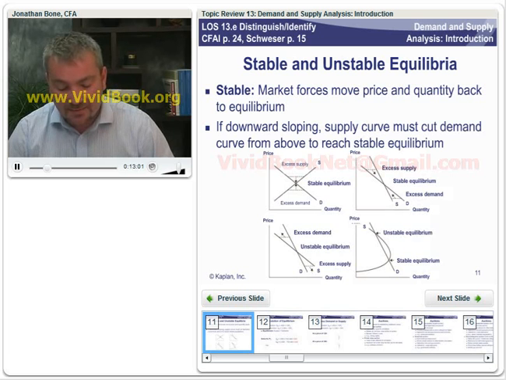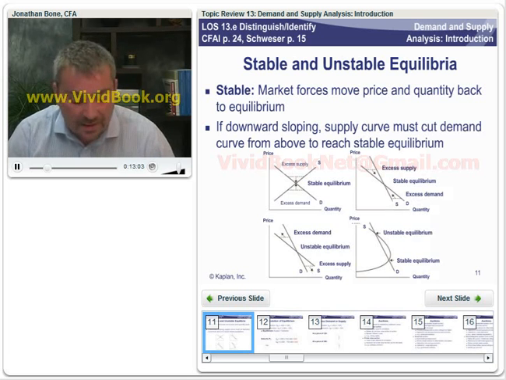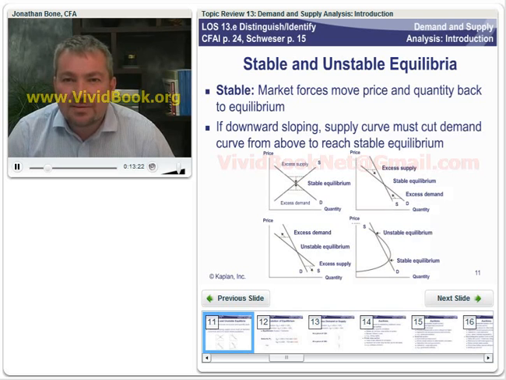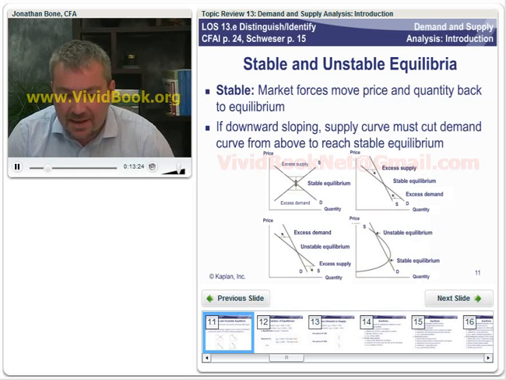So in fact, we're moving further away from equilibrium rather than towards it, meaning we have an unstable equilibrium. We have these unstable equilibriums if price is above the equilibrium level and demand is greater than supply, because prices will keep rising. We have an unstable equilibrium if price is below the equilibrium level and demand is less than supply, because prices will keep falling.